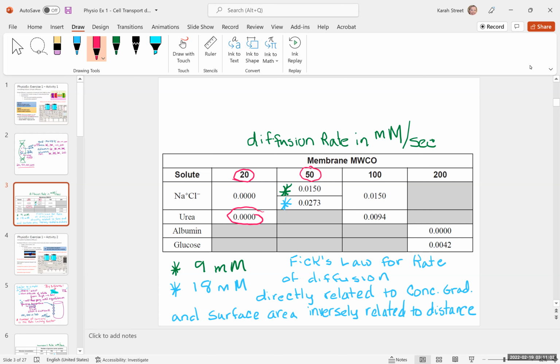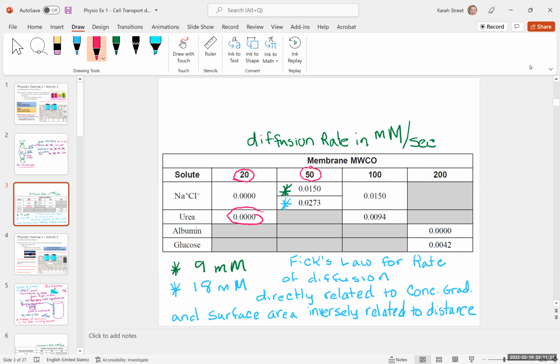Fick's law is also directly related to surface area. Well, surface area did not change in this experiment. That was held constant. We will address surface area in lecture unit 4. Fick's law also says it's inversely related to distance. The greater the distance, the reduced rate of diffusion.